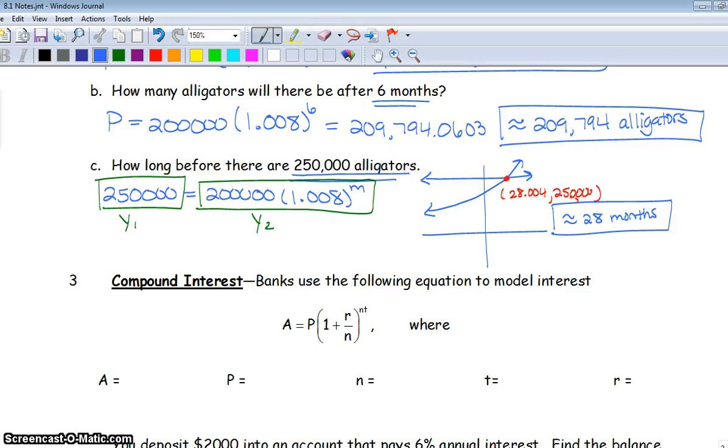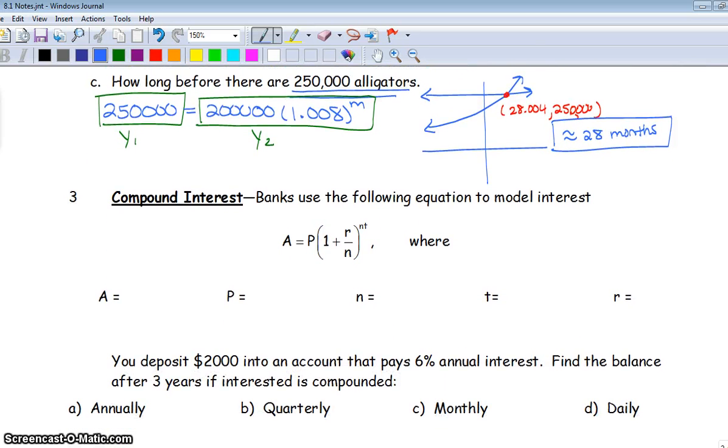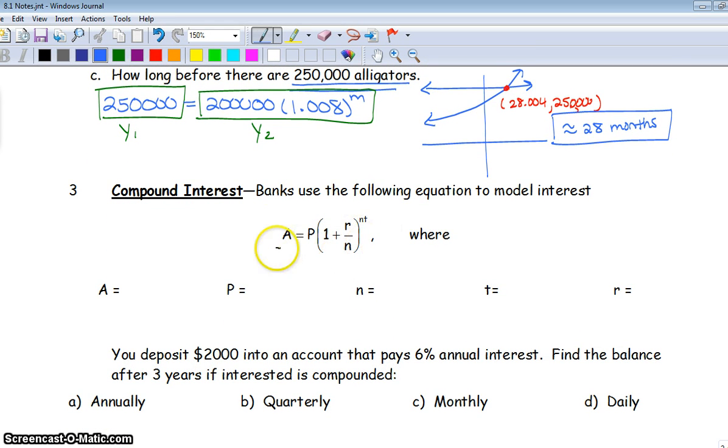Alright, so those are all exponential growths of populations. Exponential growth can also be seen with interest at your bank. So our formula here is representing compound interest that you get at a bank. A is going to represent the total amount that you have. P is going to represent what they refer to as the principal. And that's just going to be the initial amount, just like in our other equation.